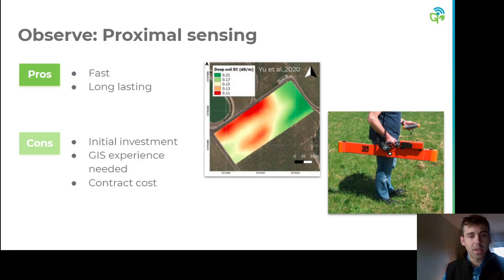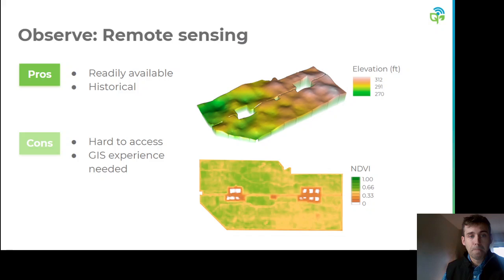This device is expensive, and you need to have some GIS experience. But also, you could contract this, and in that case, there will be a cost of that. When we talk about remote sensing, many of you might have some contact with this area.